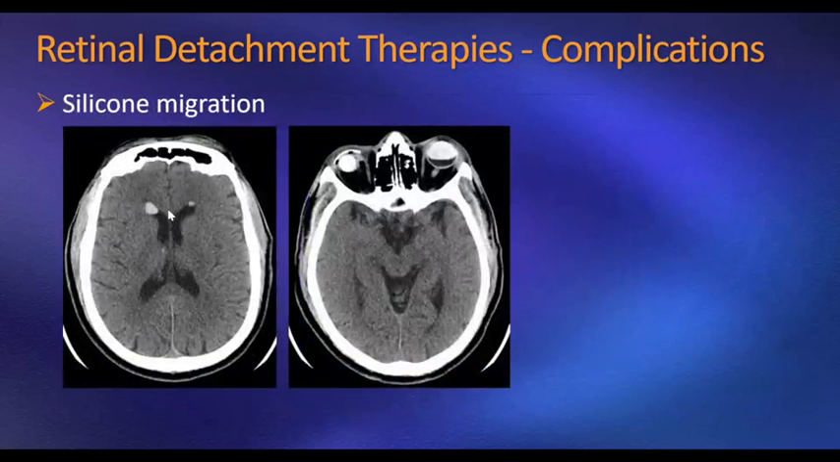The silicone migration typically occurs intracranially. Since silicone is lighter than CSF, it will be floating superior to the CSF. And you see here the similar density as the silicone in the orbit.